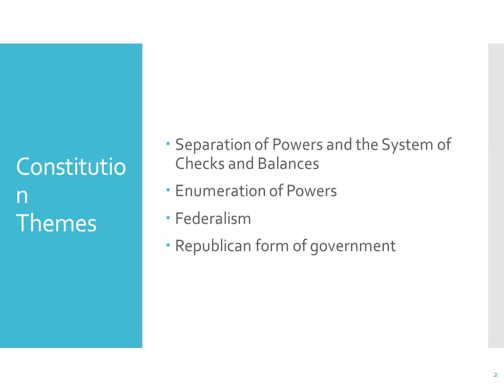In this first talk, I'm not going to go into a lot of detail, but instead I'm going to give you an overview of a few themes around which the Constitution is organized. The first of these is the separation of powers and the system of checks and balances. And then I'll talk about how the Constitution enumerates powers for the various branches of government. Then we'll talk a little bit about federalism and how that works as a form of government. And finally, about the Republican form of government and what exactly that means.